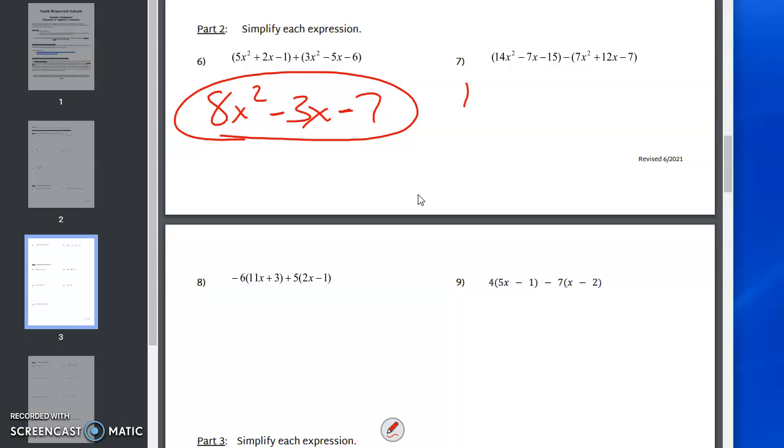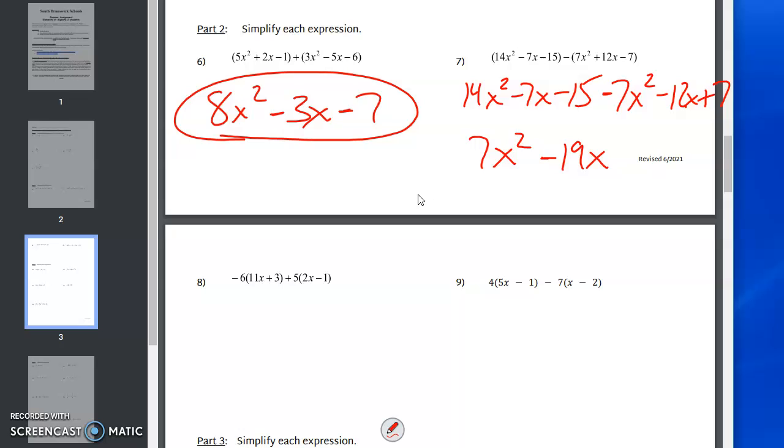When there's a negative sign, I'm a big fan of writing the first parentheses first, and then distributing that negative. And now combining like terms. Don't skip that step. That way you don't make careless mistakes. 7x squared, negative 7x and negative 12x, negative 19x. Negative 15 and 7, negative 8. And there's my answer.